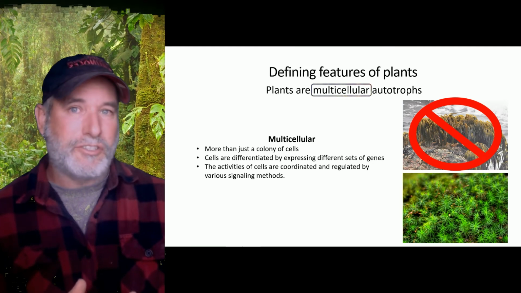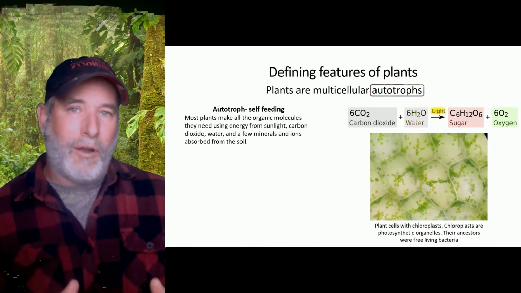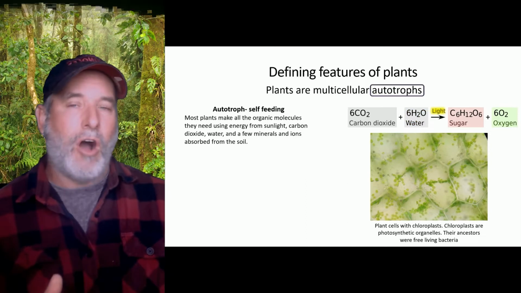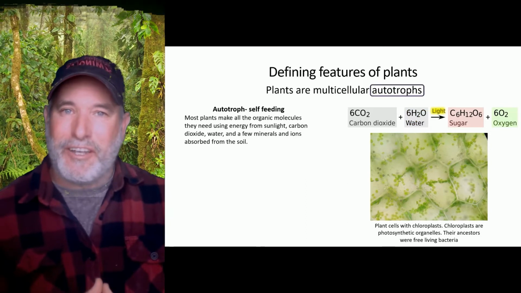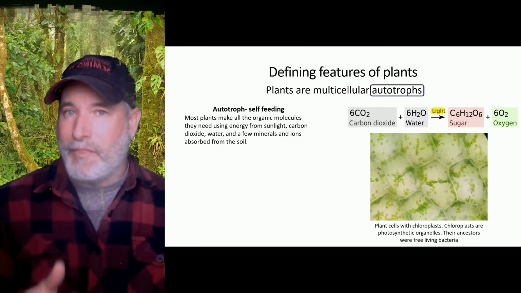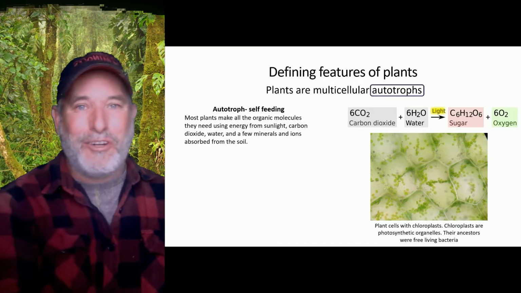Now, there's more to this story of the defining characters of plants. But before I get to that, I want to talk a little bit about self-feeding. These are auto, which means self, troph means feeding. Interestingly, algae are also autotrophic as well, but the difference between an algae and a plant is that we're multicellular autotrophs.